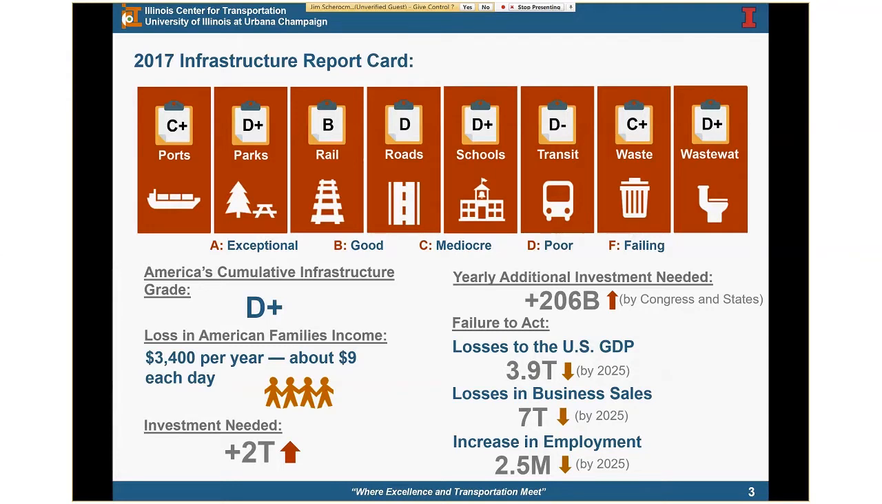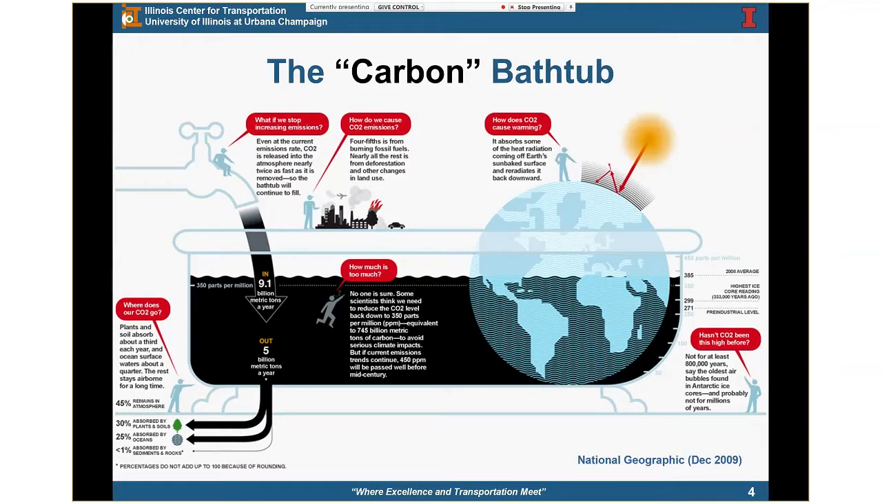If we do not do this, there will be some significant consequences. That's going to be including an impact of almost $4 trillion on the GDP. As you know, the transportation system is contributing almost 10% to the GDP. There will be a loss in the business of around $7 trillion, and there will be a reduction in the employment of 2.5 million jobs. So we wanted to combine this now, this impact here, and see what's going to be the impact on sustainability or on the environment.